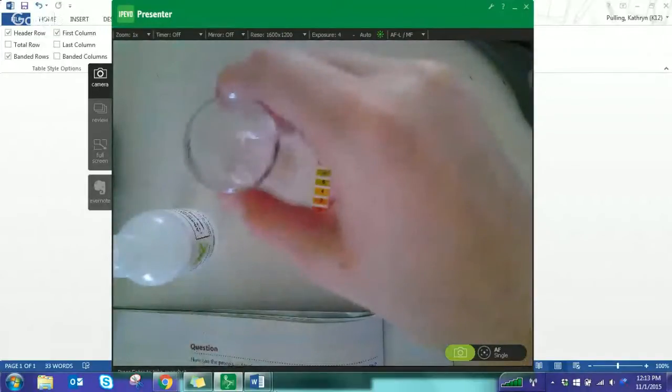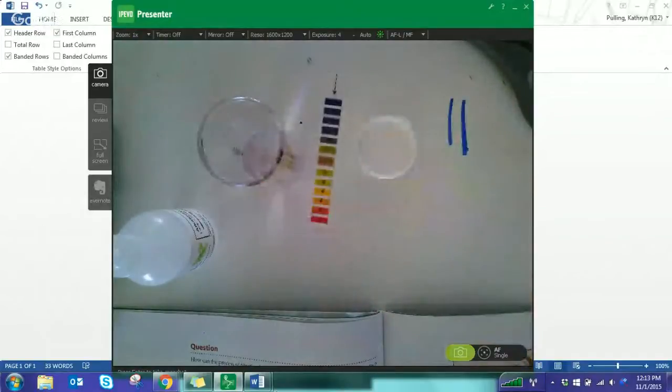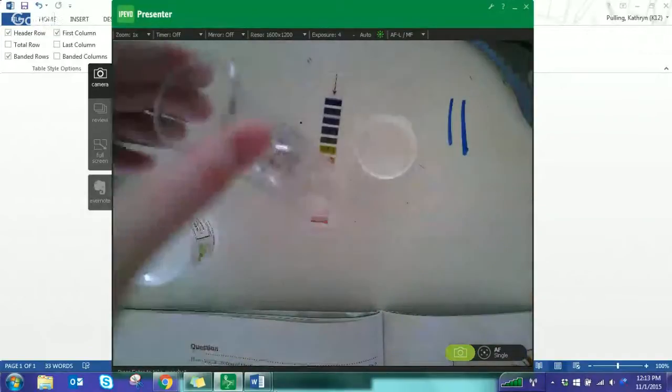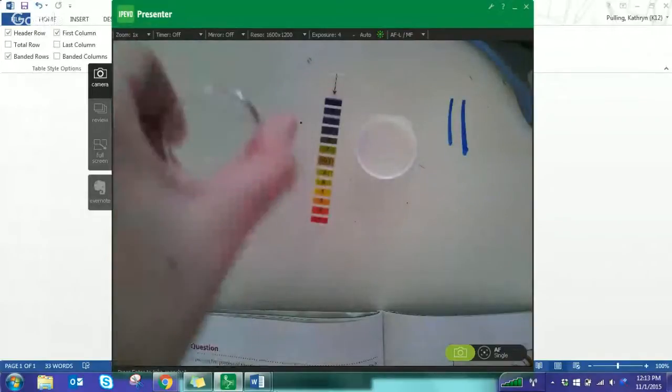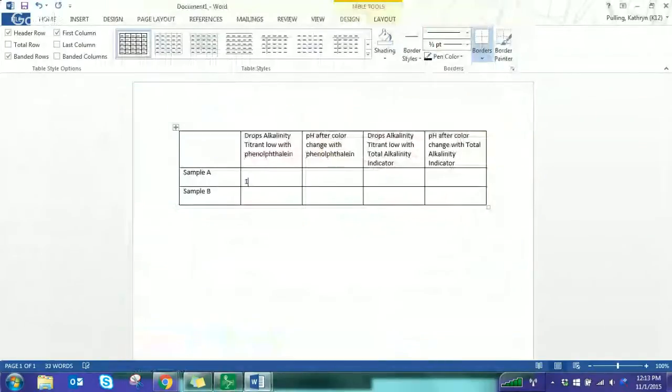And swirl. Let's see. That is clear. So this time I think, so I'm going to adjust what I wrote. You only need 1 drop. And you can always double check me with your kits. On that titrant low, and then let's check our pH now and make sure that we are not necessarily as low as last time.